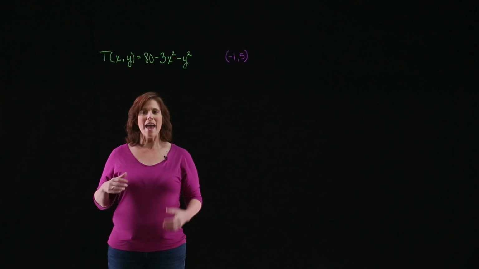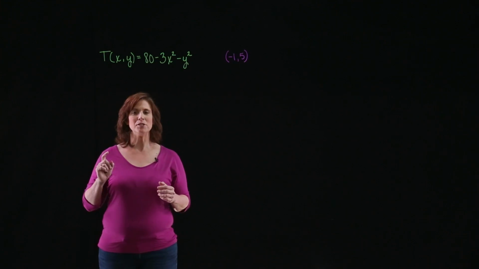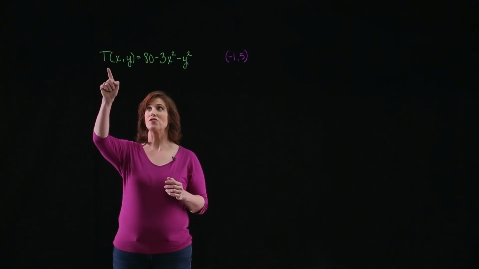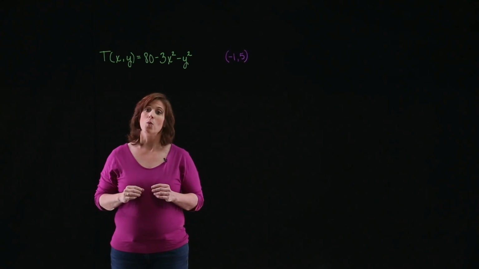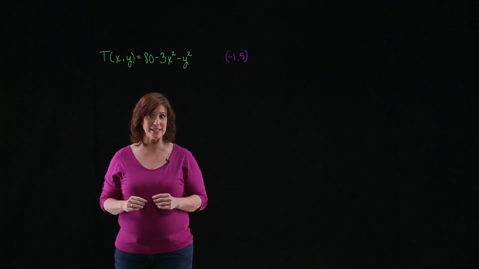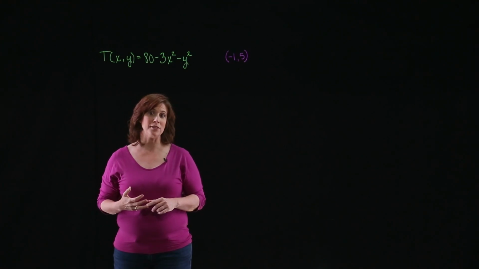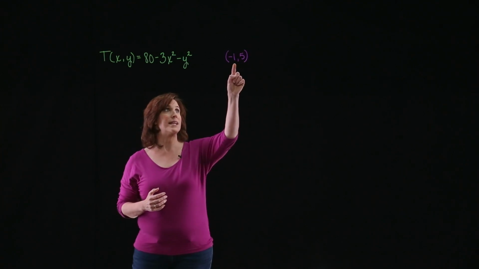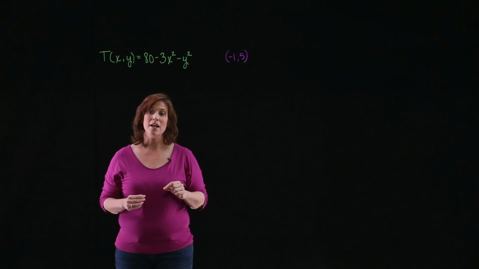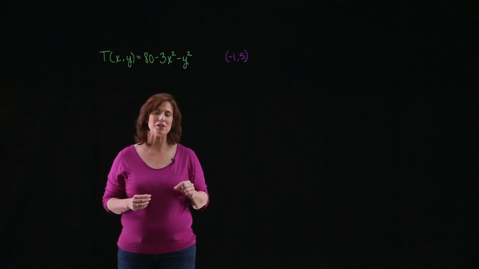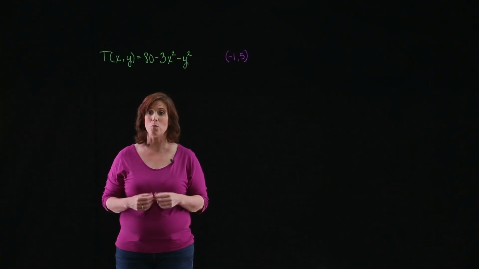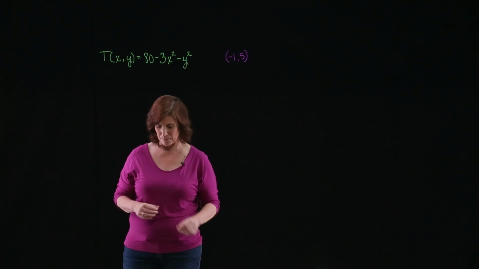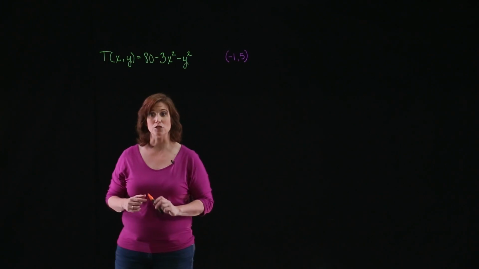In this problem, we have a metal plate, and the temperature of that metal plate can be described by the function T(x,y) = 80 - 3x² - y², where T is the temperature measured in degrees Celsius and x and y are measured in centimeters. What we're asked to do is to look at the point (-1, 5) and determine the direction in which the temperature is increasing the most. And then after we do that, we're going to find what that actual rate of change is. All right, so let's begin by getting the direction.